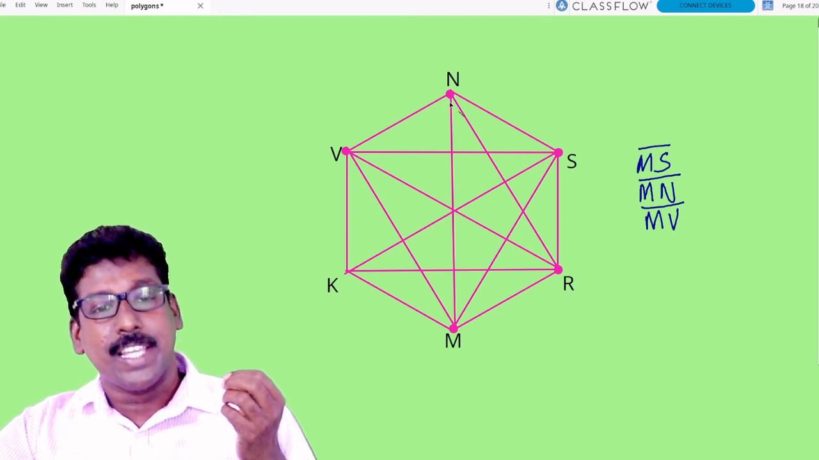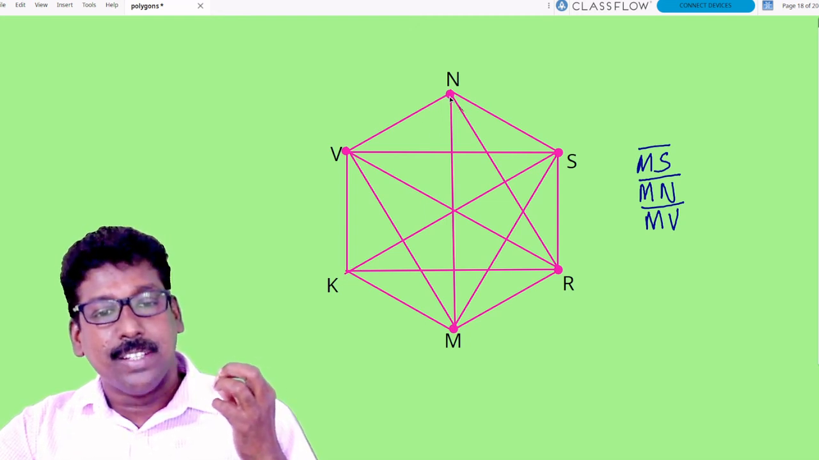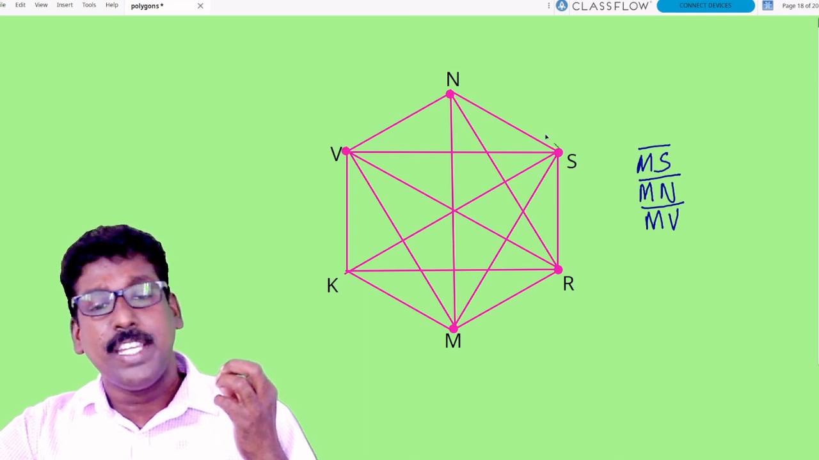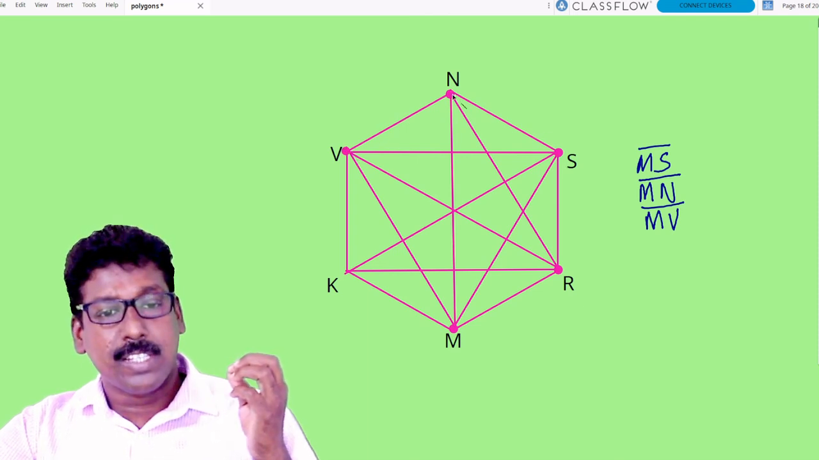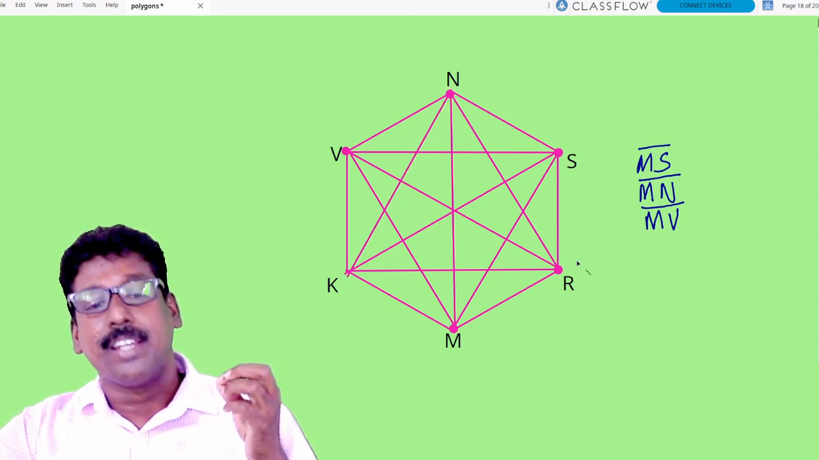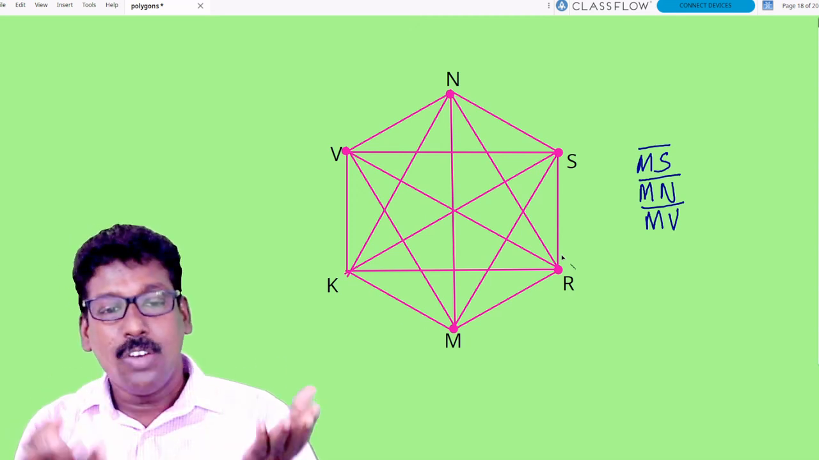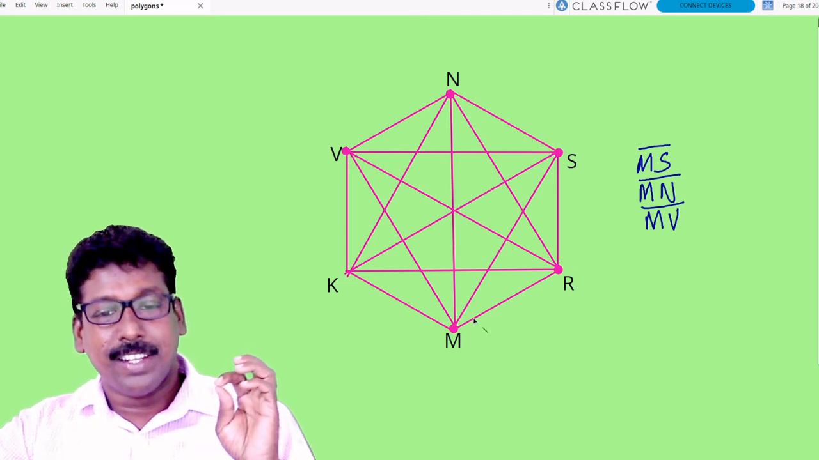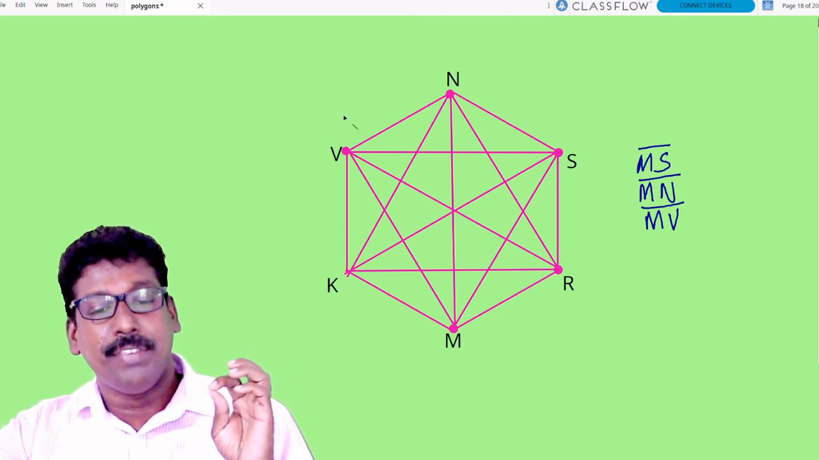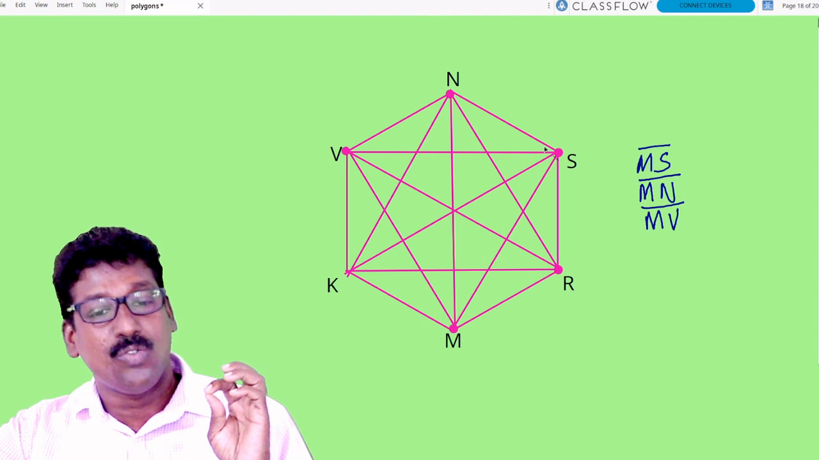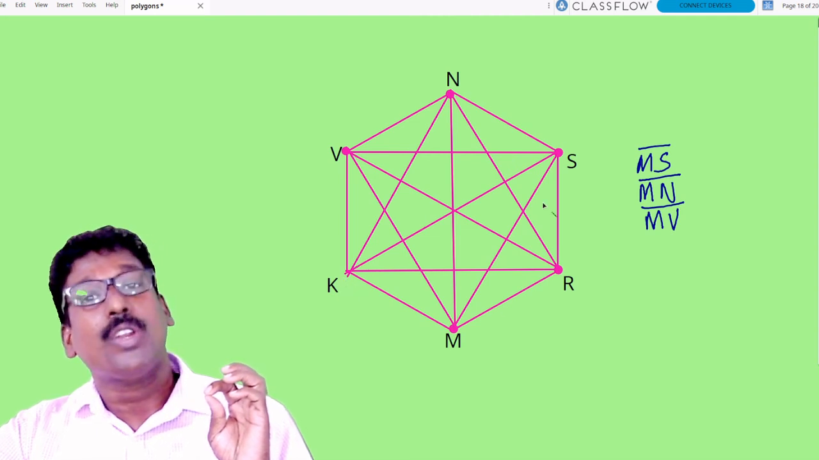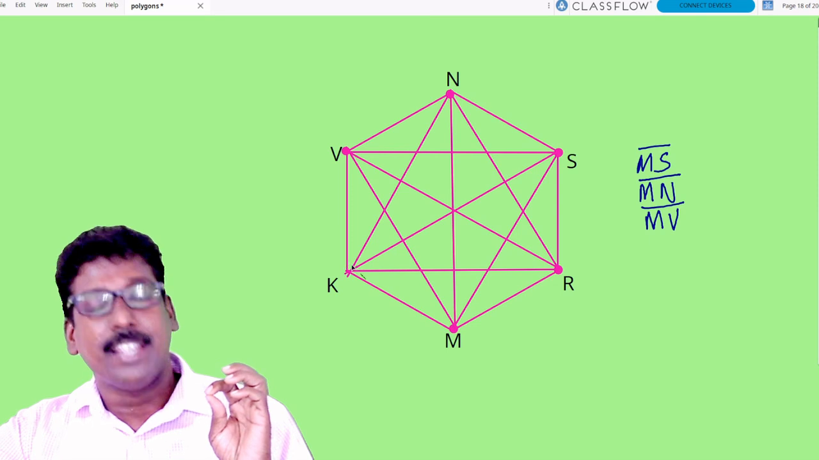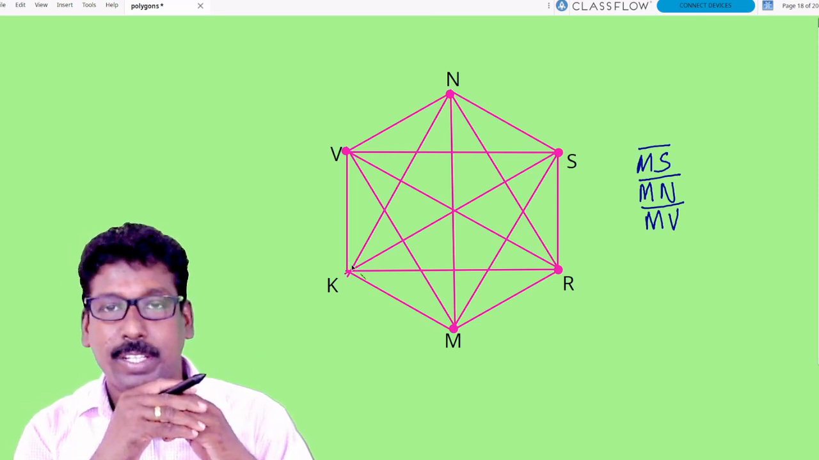Now consider the vertex N. According to this vertex N, what are the adjacent vertices? V and S are adjacent. Join the non-adjacent vertices, that is NK and NM, NR. NM and NR are already joined. So here you will get many diagonals. Here the diagonals are MS, MN, MV, similarly RK, RV, RN, similarly SV, SK, MS already taken, here NK. These are all the diagonals of this polygon.